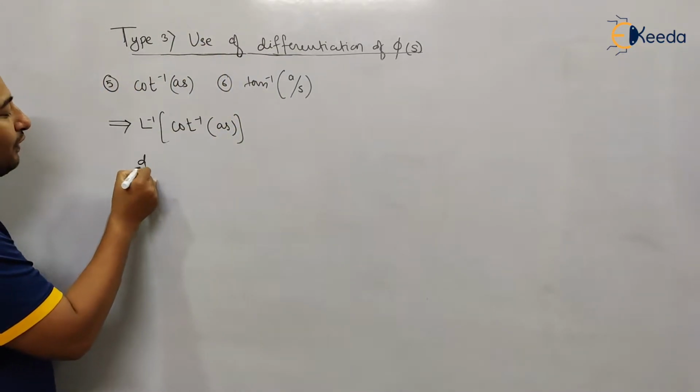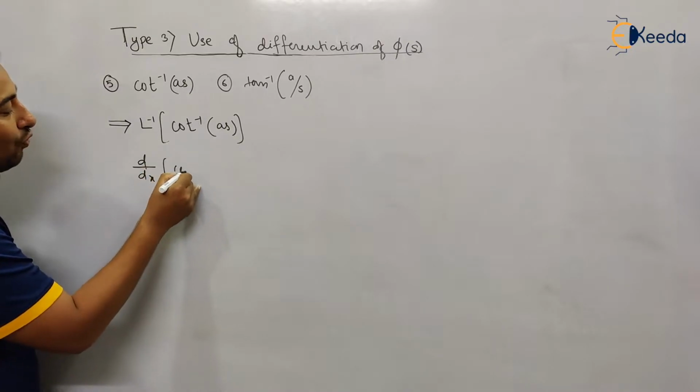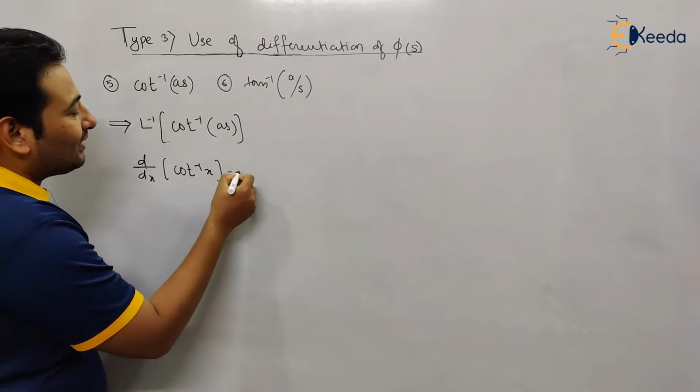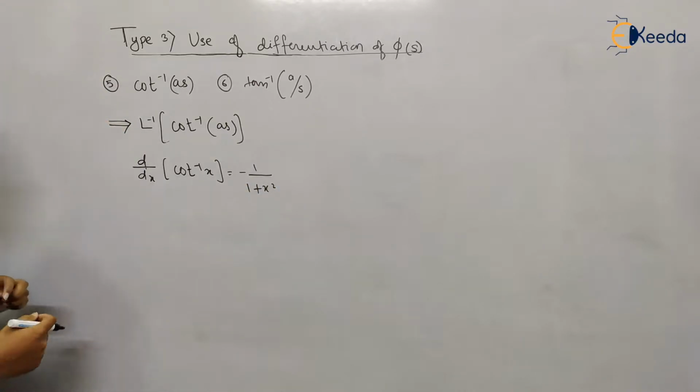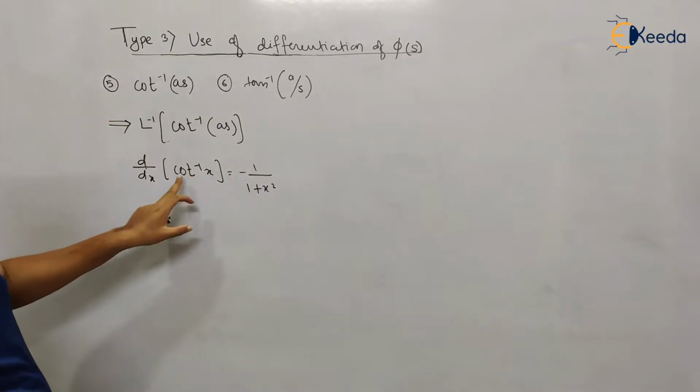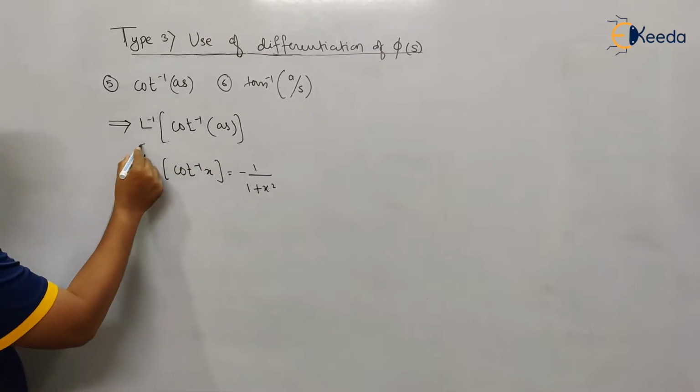So what is the derivative of cot inverse x? In case you don't know, let me write it down for you. It's similar to tan inverse. This is the cot inverse x derivative. Here it is minus. If it is tan inverse, then it is plus.